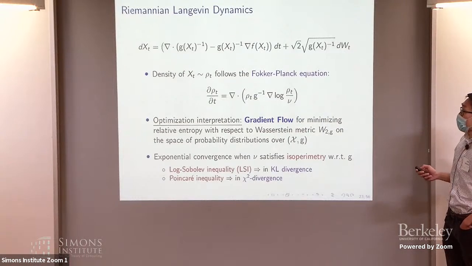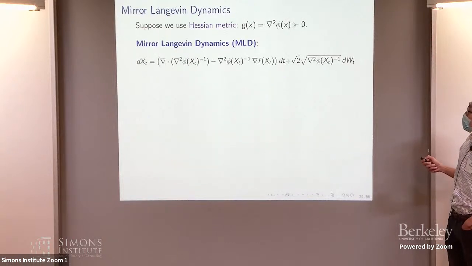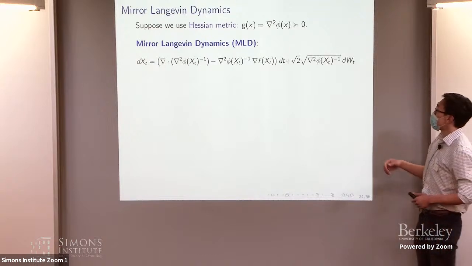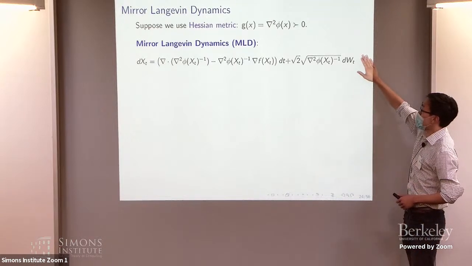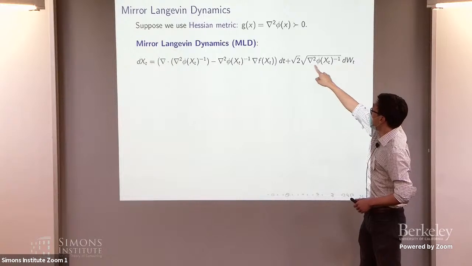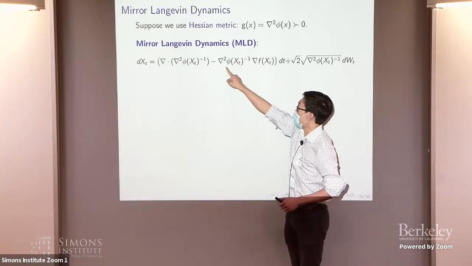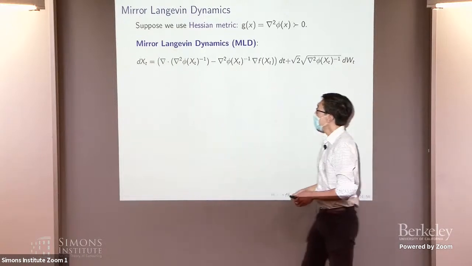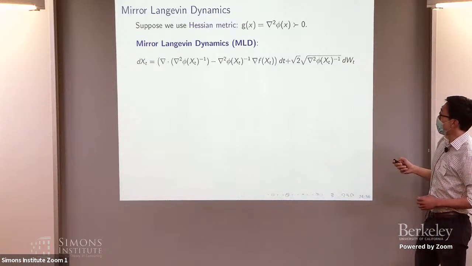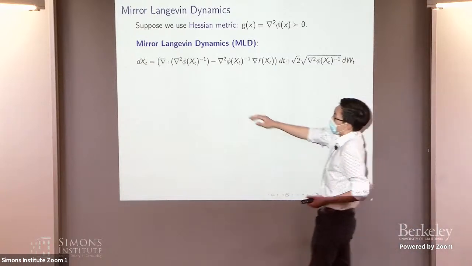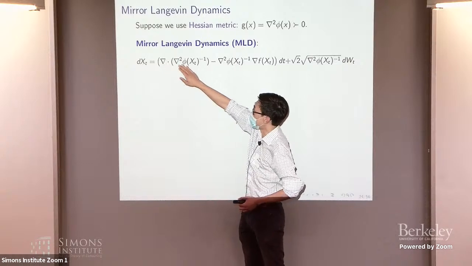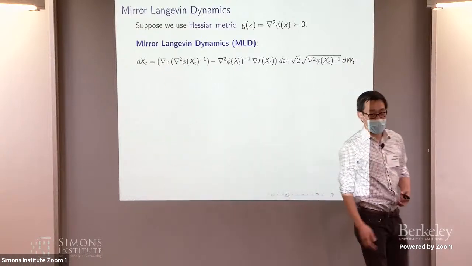And now let's ask what happens in the Hessian case. So suppose we use a Hessian metric, when G is the Hessian of some convex function phi. And then this gives us what's called the mirror Langevin dynamics, where everything that was G before, we just replace by this inverse Hessian. Right, so this is nice, but it still looks somewhat complicated because of this term mostly, right? This is a divergence of the inverse Hessian, so it looks complicated.